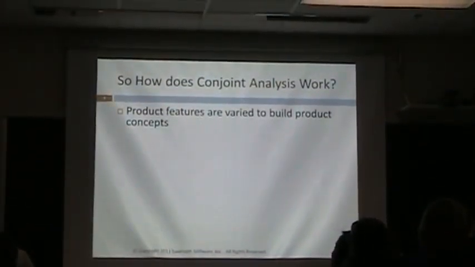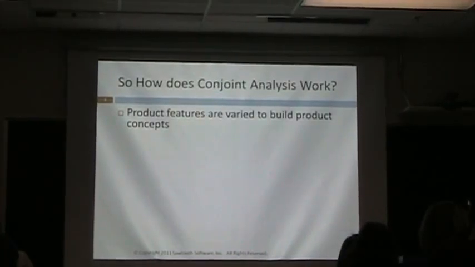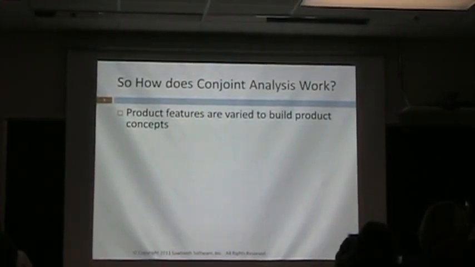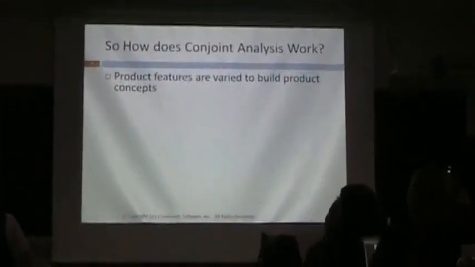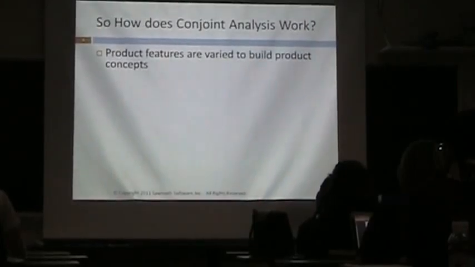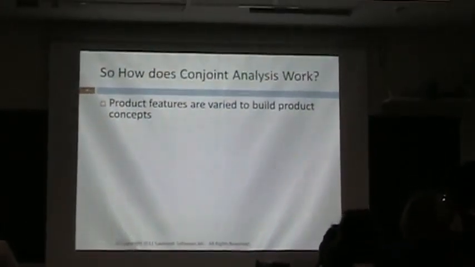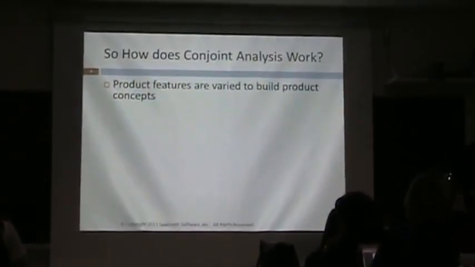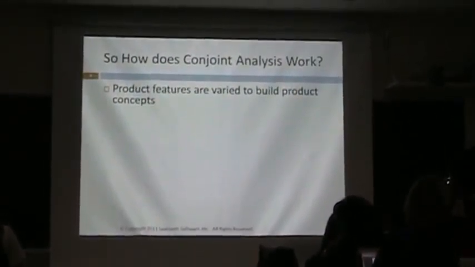So how does it work? You take different product features. Let's say if it's ketchup, you might be taking the brand name, bottle size, salt content, or the type of salt or type of sweetener, organic or all natural label. You take these different combinations of attributes, you put it together and you say, here's a product.